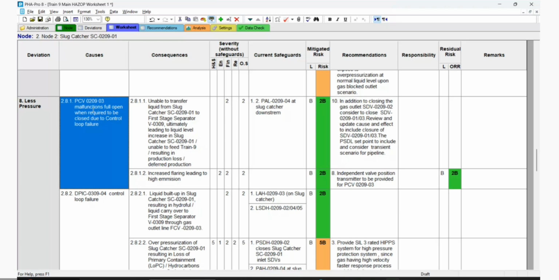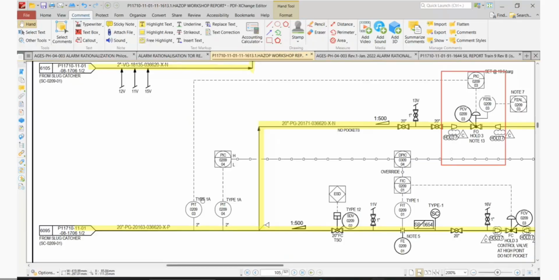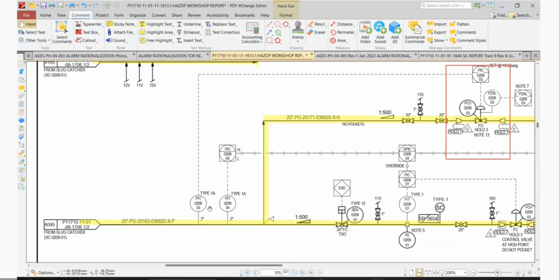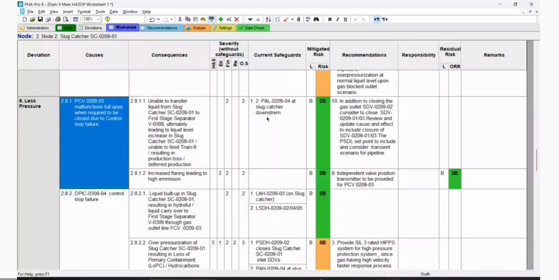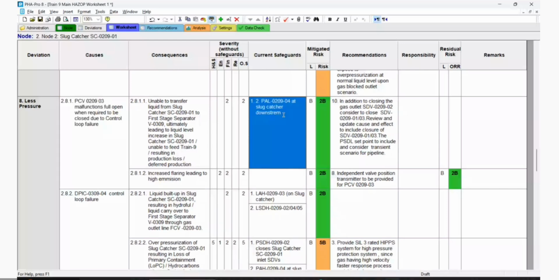2.8, yeah, this one. See, your PCB to flare again has a malfunction, open. So it will send the gas to the flare instead, and the pressure here is low. At the stage separator you lose the controllability. You have taken a safeguard here, PAL.